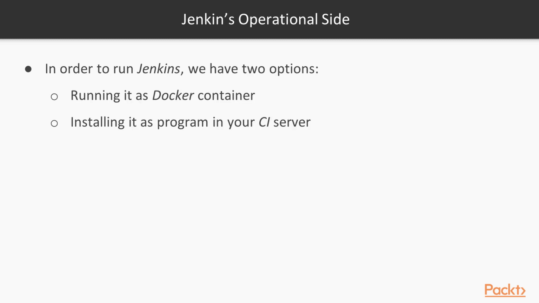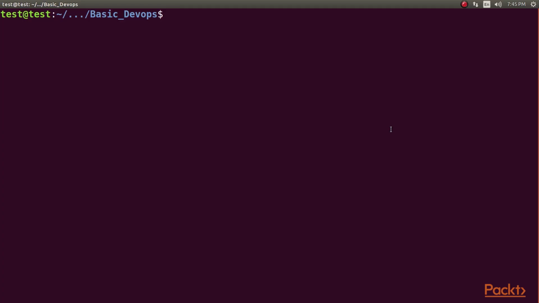Let's focus on the operational side of Jenkins for now. In order to run Jenkins, we have two options. The first option is running it as a Docker container, and the next option is installing it as a program in your CI server. For now, we're going to install Jenkins using its Docker image, as it is the simplest way of running it, and it fits our purpose. Let's start. The first thing is running a simple instance of Jenkins using this command.